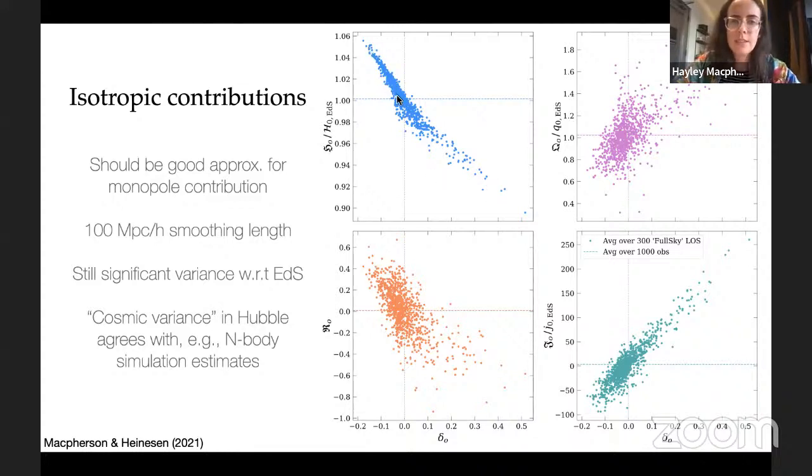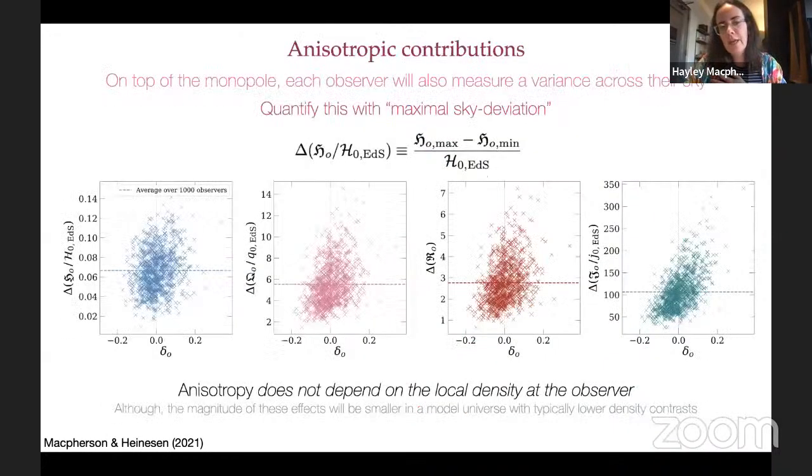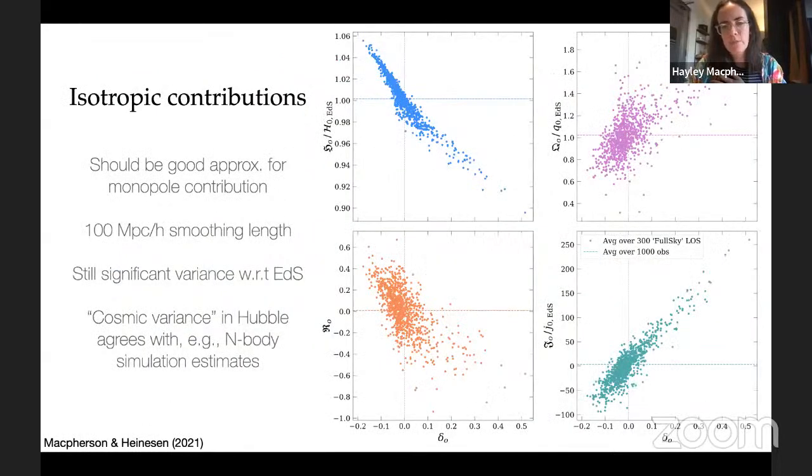So this variance that we see in the effective Hubble parameter, for example, with the local density of the observer, agrees with some studies that have already been done using Newtonian n-body simulation. So we get this kind of few percent variation in the effective Hubble parameter depending on the local environment of the observer. But again, even our observations don't fairly sample. Sorry, no, I forgot about the slide.